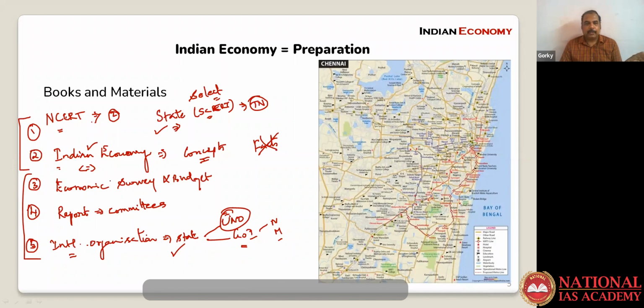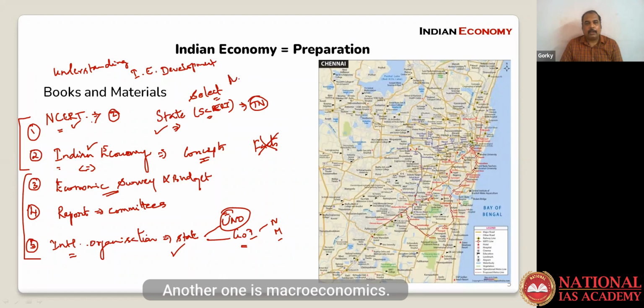That's clear. And we will also see how to use the Economic Survey. Excuse me, sir, could you please repeat the name of the book that you mentioned, the first book? Understanding Economics, NCERT. Okay. So for NCERT, we have Understanding Indian Economic Development. Another one is Macroeconomics. These two books are okay. Fine. Sure, sir. Thank you.